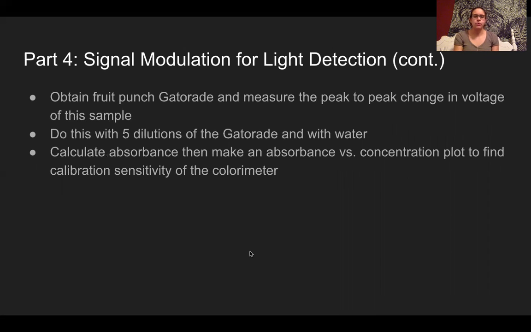Then you will obtain fruit punch Gatorade flavor and measure the peak to peak change in voltage when you put it in a cuvette and shine light through it. You will repeat this with 5 dilutions of the Gatorade, and then you will repeat it with water. Then you will calculate the absorbance and make an absorbance versus concentration or dilution factor plot to find the calibration sensitivity of the colorimeter.